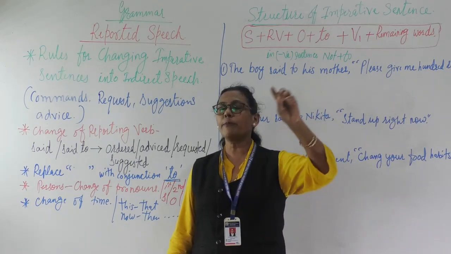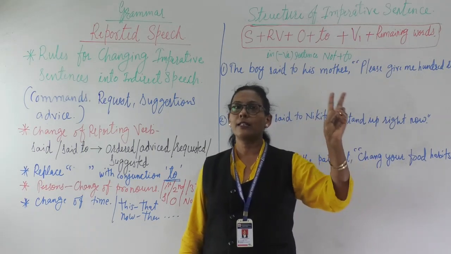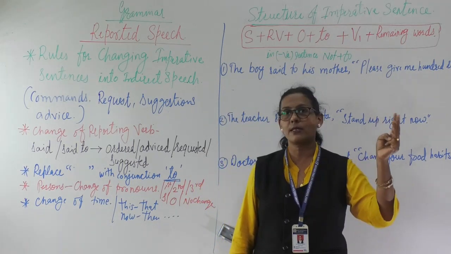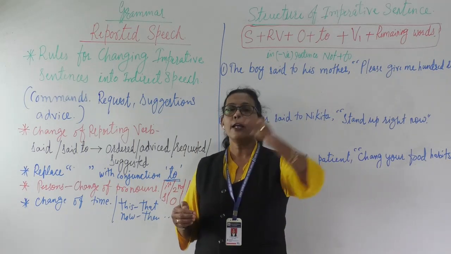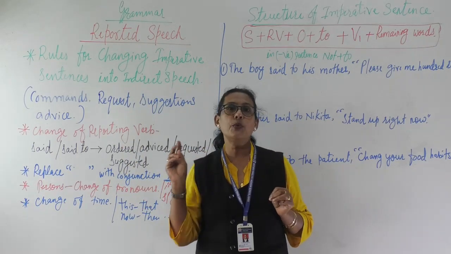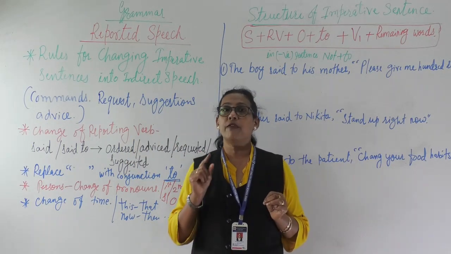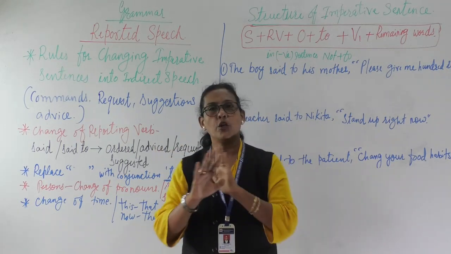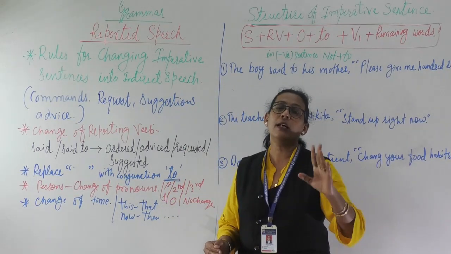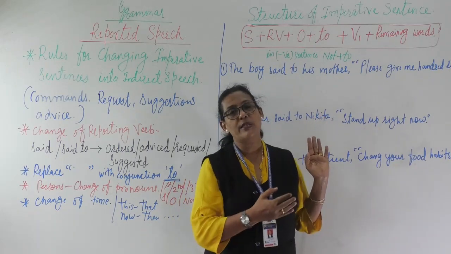We removed the inverted commas, we replaced them, and we put if, whether, that, and the reporting verb: told, asked, says. We check the person: first person, second person, third person, and according to that we change the person. First person changes according to the subject, second person according to the object, and when the third person is there, there will be no change. We also saw tenses: simple present becomes simple past. In this way we change the tenses also.